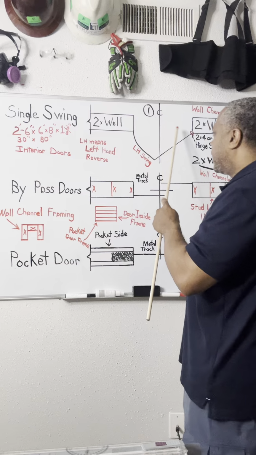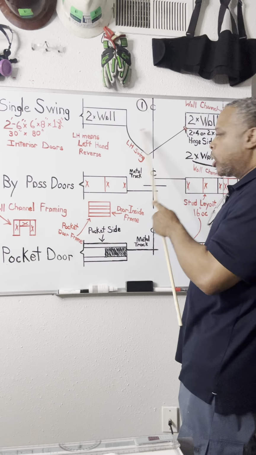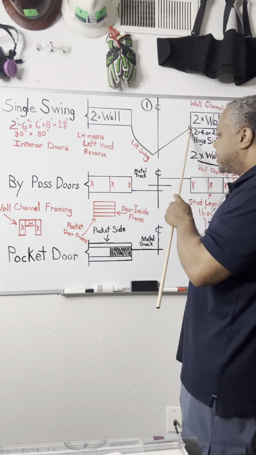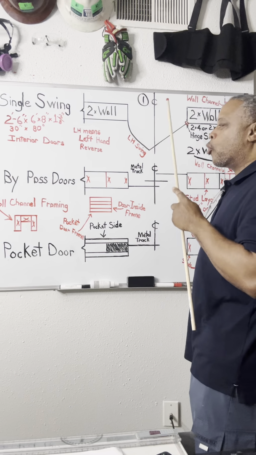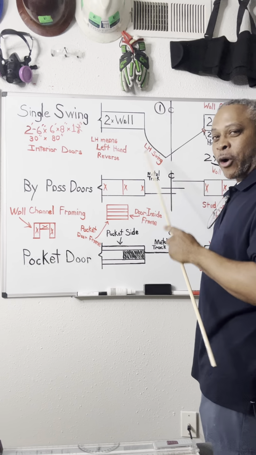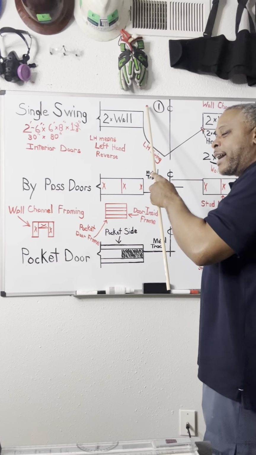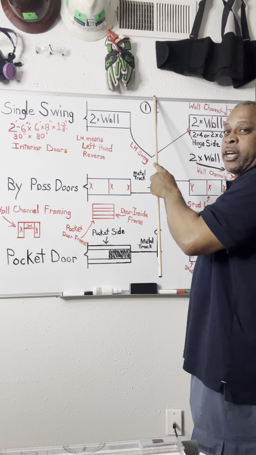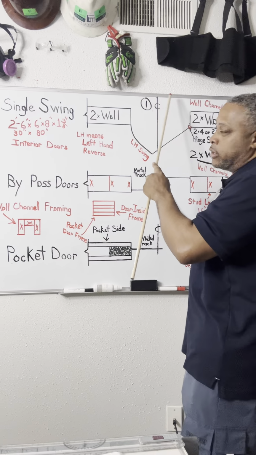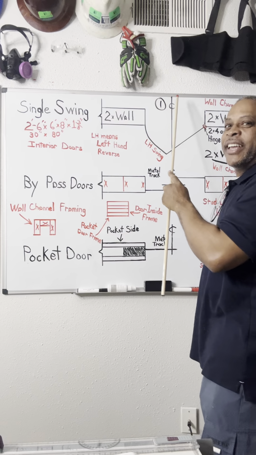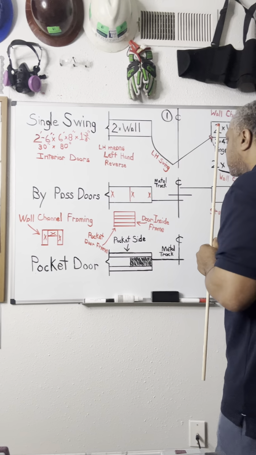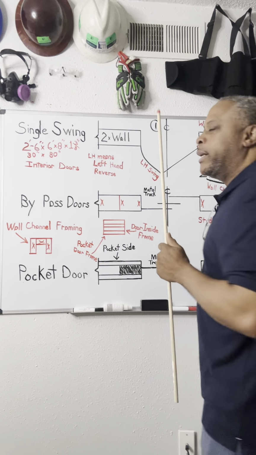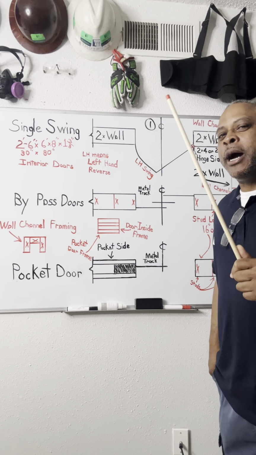Right-hand swing, if this swoop here was swooping this way and this door was going this direction, it's a right-hand reverse. If I'm on the inside and the door is swinging up and the swing is coming this direction, it's a right-hand reverse. Okay, so we need to determine that, and I want you to be a master at it.